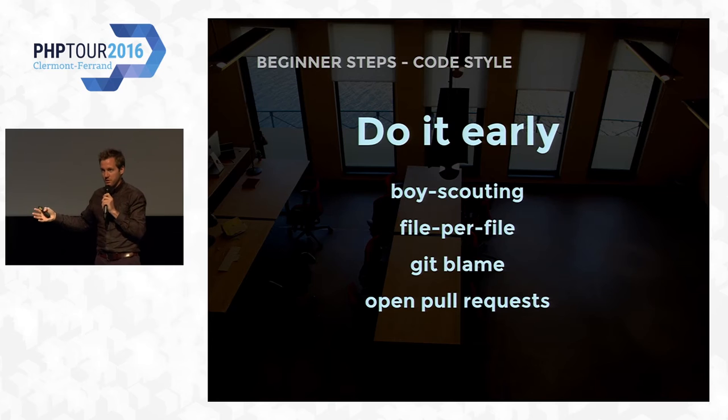So if you're not doing PSR2 yet, you can gradually continue with your package development and gradually go towards PSR2 by doing some boy scouting. So every time you are going to change a file, first change the code style, then change the functional changes that you wanted to do. Do it file per file. Don't do it for the entire package at the same time. Also, if someone submits a pull request and the code style hasn't been changed, just ask them politely to first change the code style, then do the functional changes.